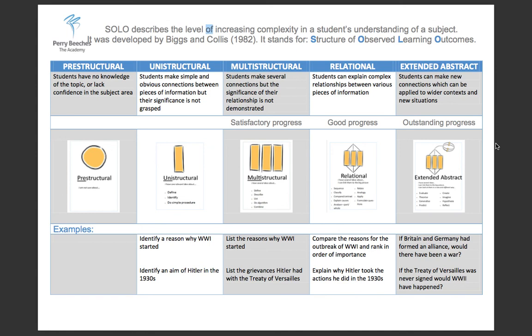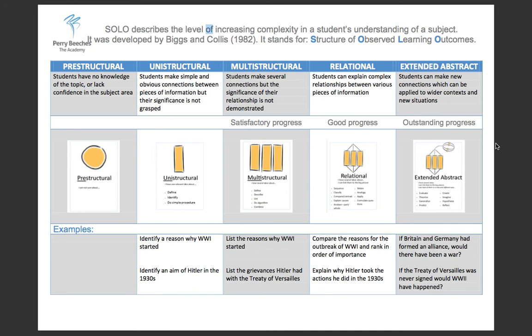Focusing on the fact that pre-structural is something before, unistructural is something they're doing at the moment. They're trying to make linear connections between items of information. Multi-structural, they're trying to layer their information and make it a little more conceptual. For example, list the reasons why World War One started, list the grievances Hitler had with the Treaty of Versailles. Again, I'll discuss that in another video on Mein Kampf.